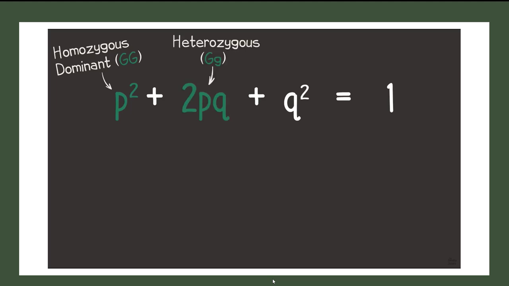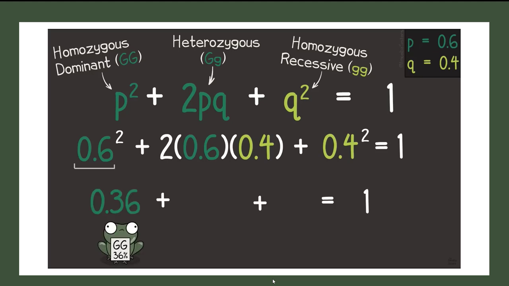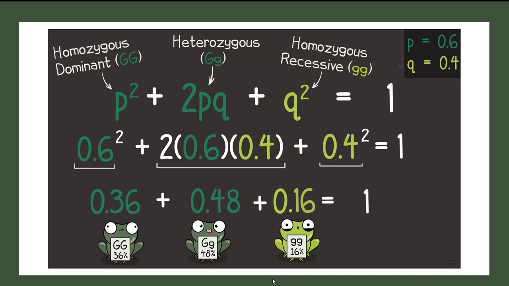2pq is the heterozygous frequency, so big G, little g in this case. q squared is the homozygous recessive frequency, so little g, little g in this case. Let's plug those previous p and q values in. p squared would then be 0.36. 2pq would be 0.48. q squared equals 0.16.